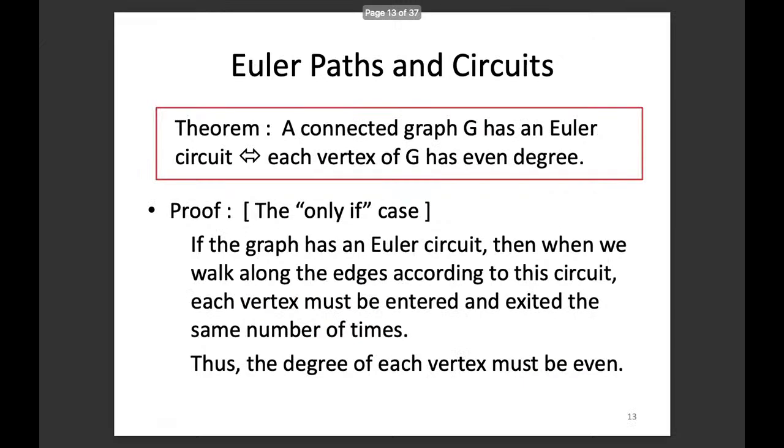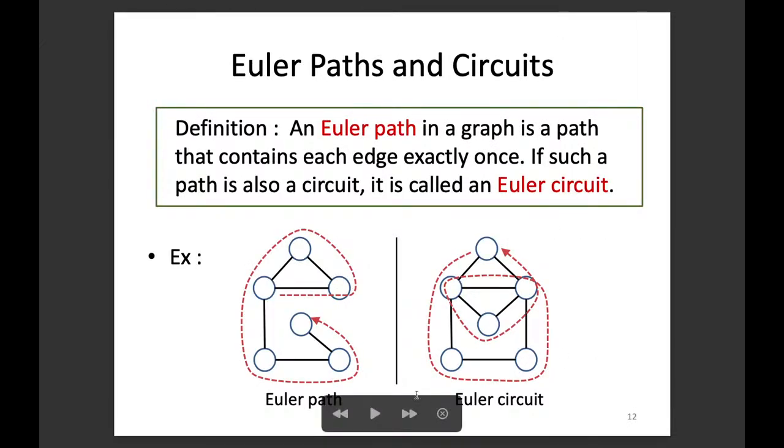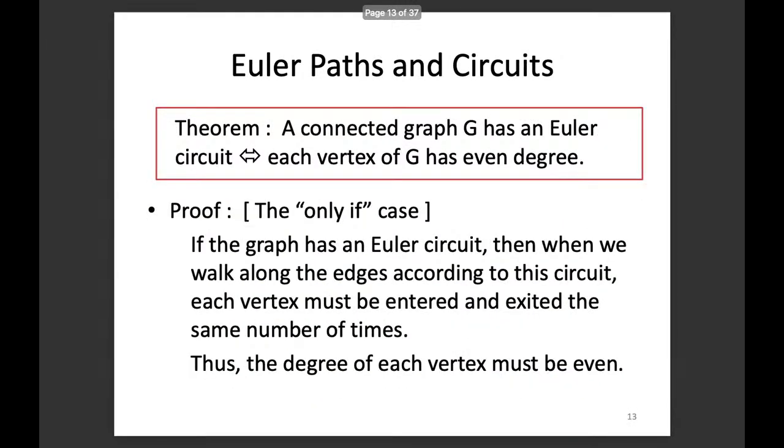So this is a case where we have an Euler circuit, and let's check the degrees. The degrees here are 2, 4, 4, 2, 2, 2. So every vertex has even degree, and it is connected. So Euler says that it has an Euler circuit. Now, this theorem contains 2 parts. One part is the if, the other is the only if. The only if part is very easy. If a graph has an Euler circuit, then every vertex must have even degree. So it is rather easy.